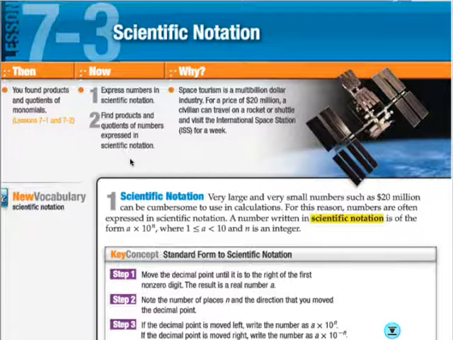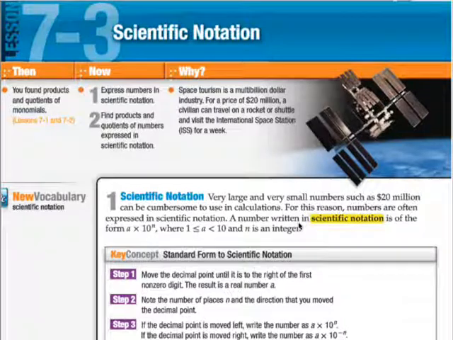All right, we're going to take a look at scientific notation today. Scientific notation is something that probably a lot of you have experience with from science class. So we're going to look at it as far as math goes, make sure that we understand all the steps of how to put a number in scientific notation and then how to do operations with it.